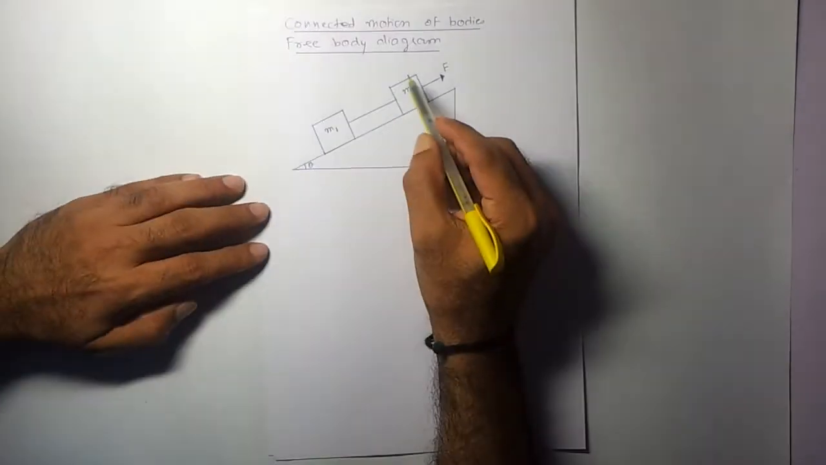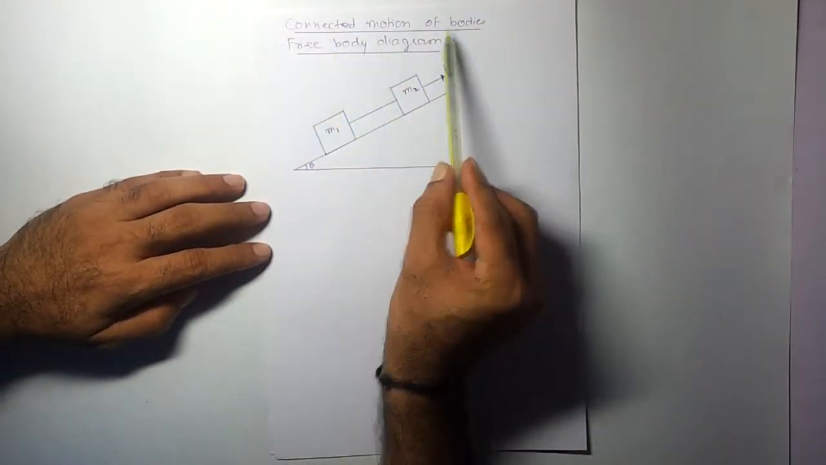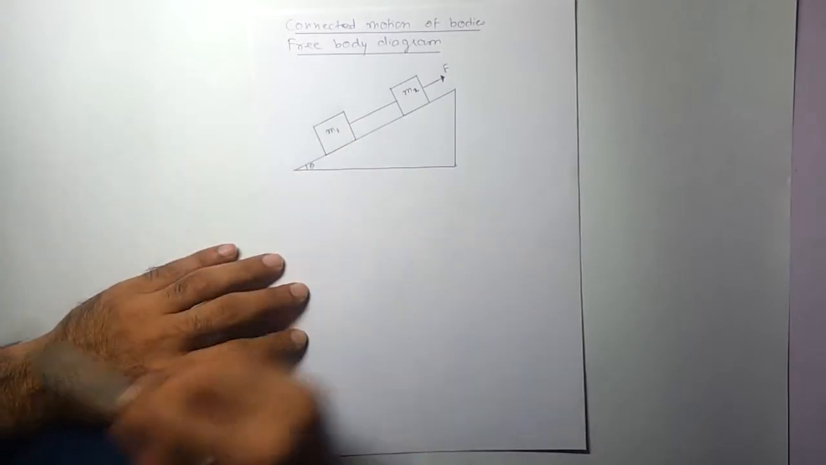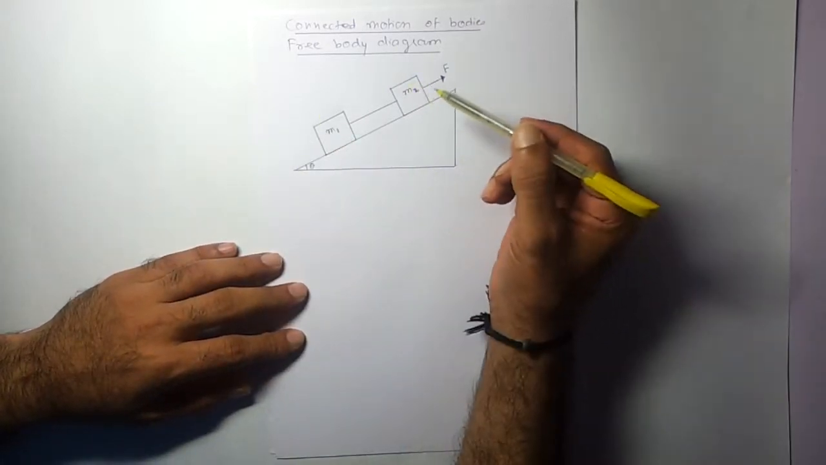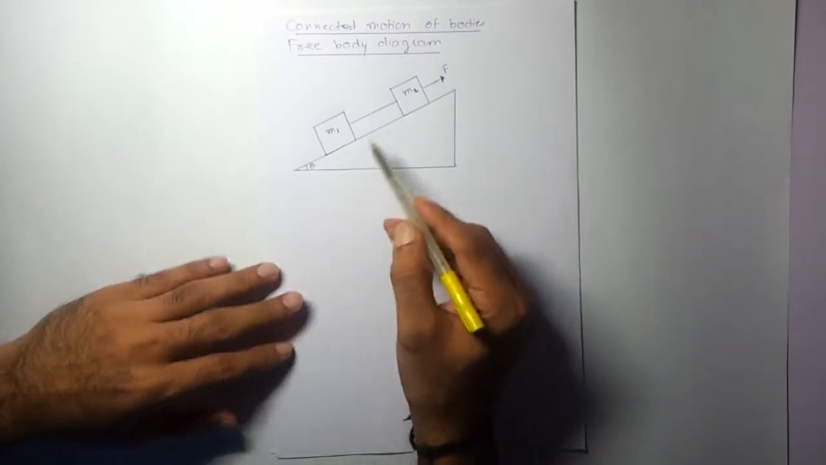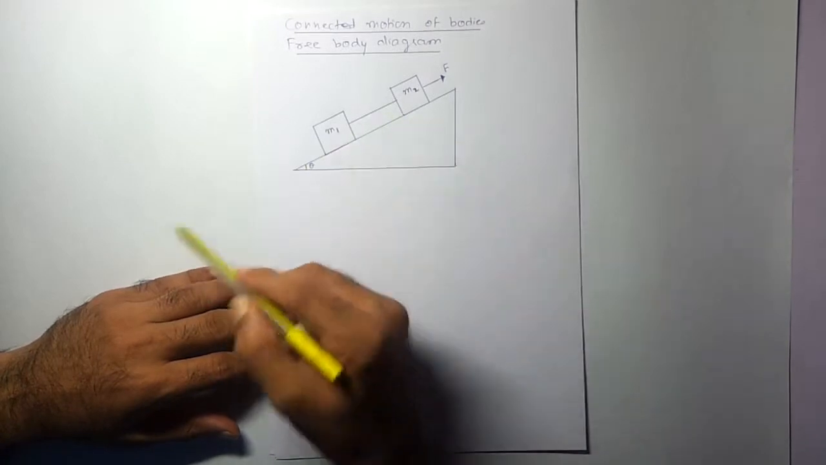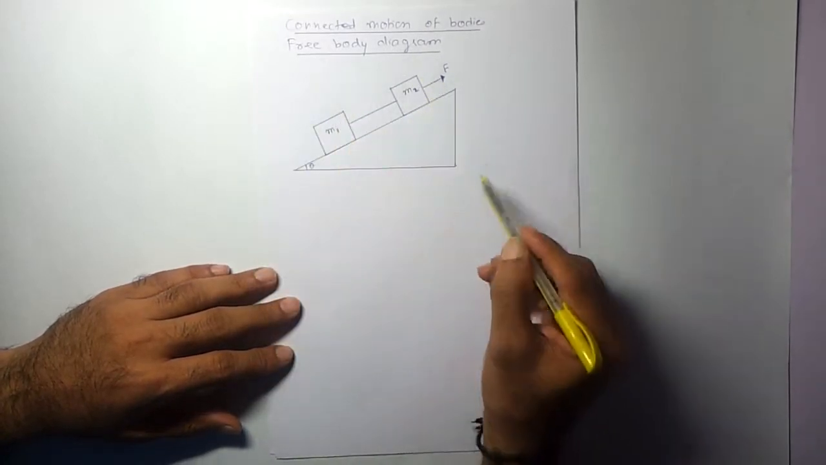Hi friends, I'm Sridhar and I'm doing this video on connected motion of bodies, and in the process of doing that we'll also try to understand what free body diagrams are. I'm taking an example of two bodies placed on an inclined plane, and we will look at the connected motion of these two bodies of masses m1 and m2, and we'll also look at the free body diagrams.